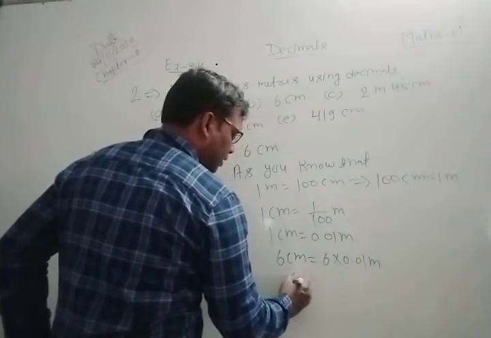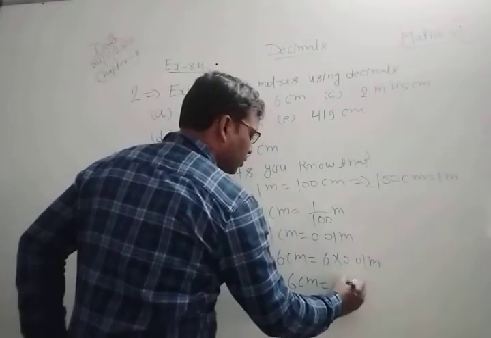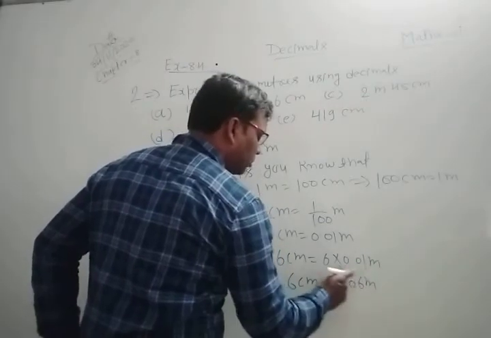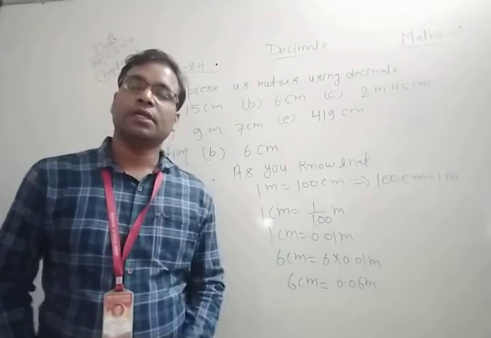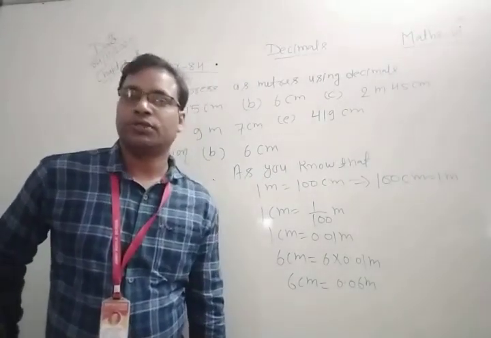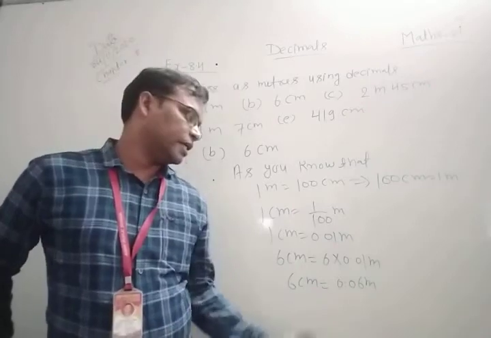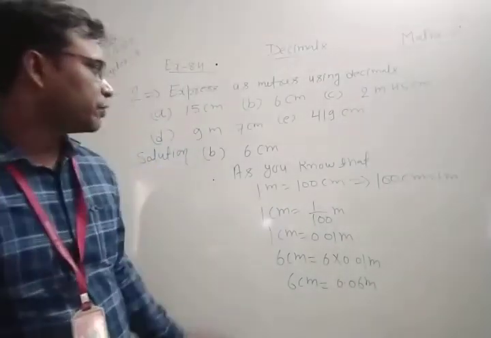So we have 6 centimeters, so we can write 6 centimeter is equal to 6 into 0.01 meters. Simply, 6 centimeter is equal to 0.06 meter. If you multiply 6 by 0.01 meter, then we obtain 0.06 meter. Clear? So students, I hope all of you understood this question.